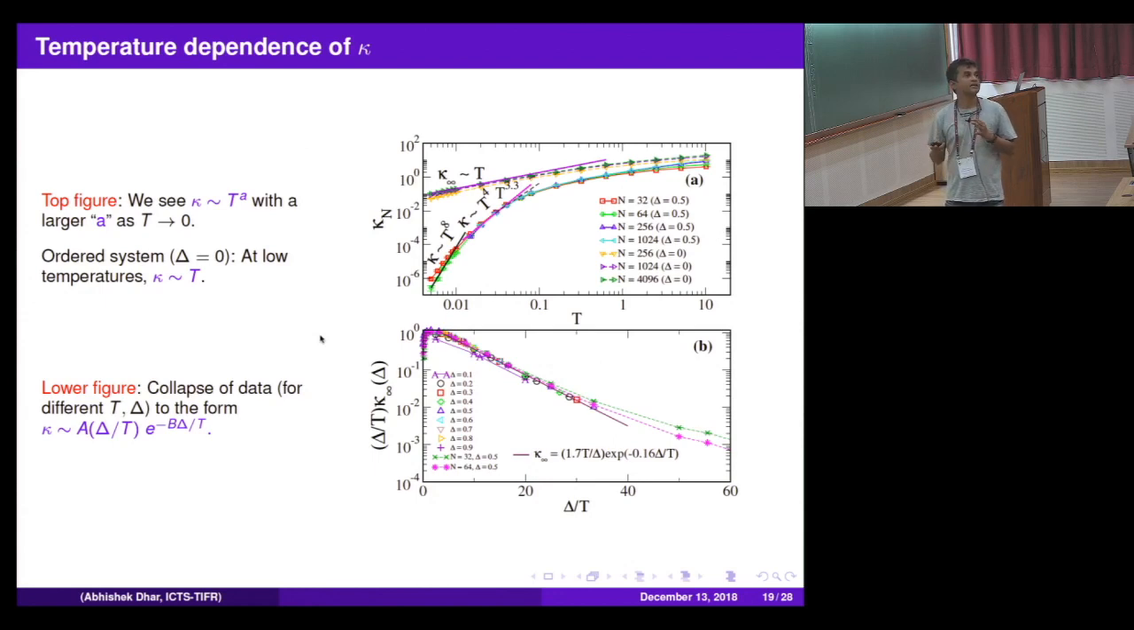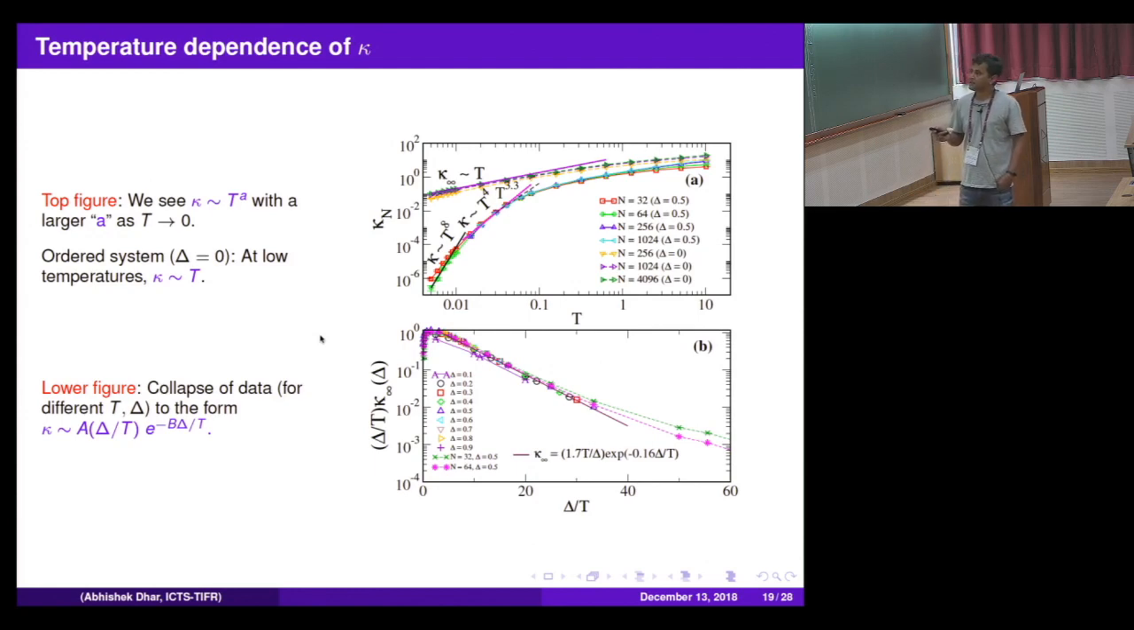And what we find is that the conductivity has this nice scaling form. It depends just on delta by T. Delta is the disorder strength, T is the nonlinearity. So it scales with delta by T, and all the different data for different T and delta collapse on one curve. The collapse is not so good when the disorder is weak, which is also expected. But for strong disorder, the collapse is quite good.